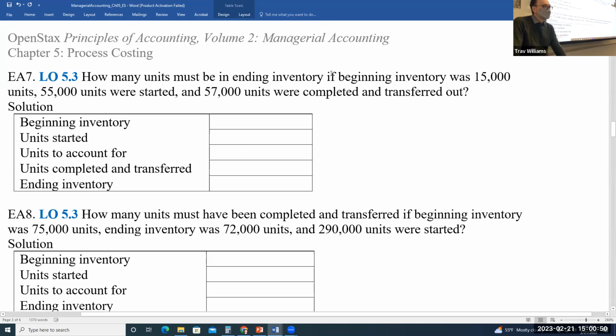How many units must be in ending inventory if beginning inventory was 15,000? Okay, let's put that right here under beginning. 55,000 units were started. We're going to put that under units started. 57,000 units were completed. You guessed it. We're going to put it right here under units completed and transferred. And then we'll just figure out the rest. So what is our units to account for? 70,000? Okay, beginning plus what was started. And what is our ending inventory then?